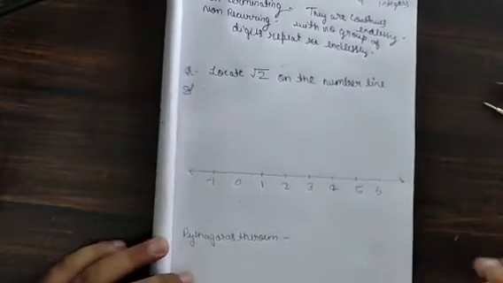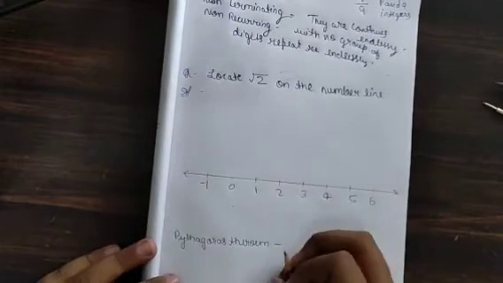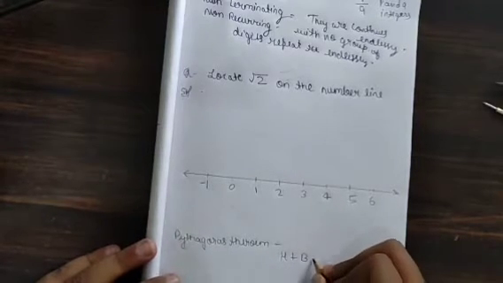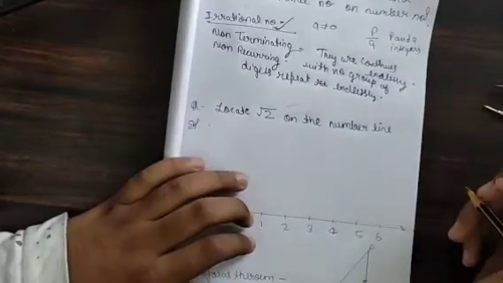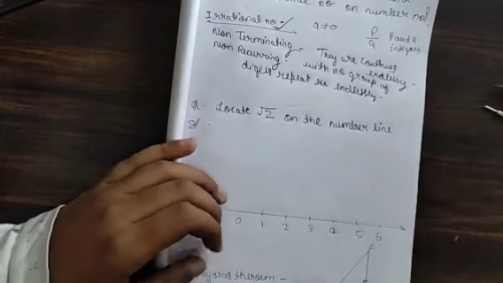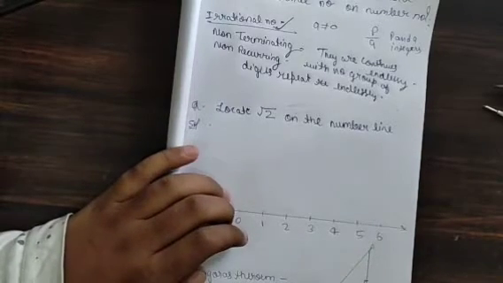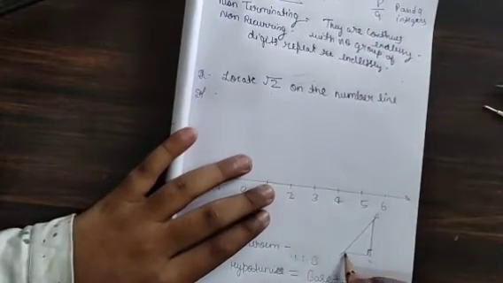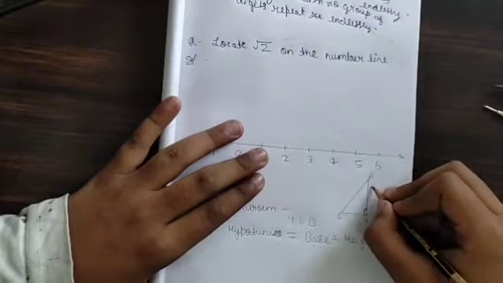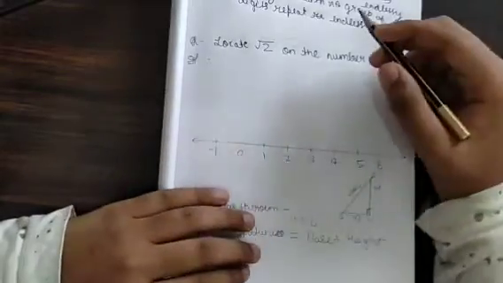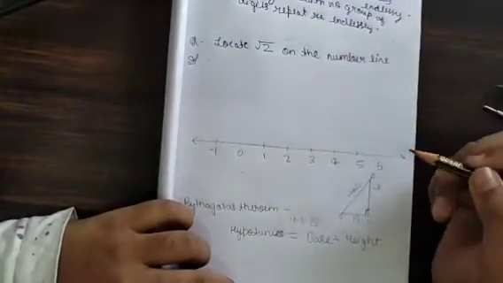First of all, what is the Pythagoras theorem? There is a formula for the Pythagoras theorem: the hypotenuse squared is equal to the base squared plus the height squared. This is the hypotenuse, this is the base, and this is the height. So the task is to locate root 2 on the number line.